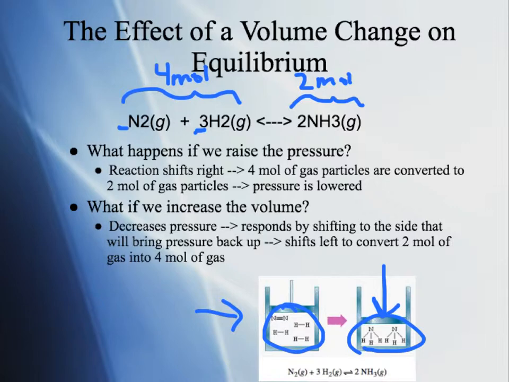Now, if the opposite happens, if we increase the volume, okay, that means we're basically going this way where we increase the volume. All right, now we got a ton of space, so we can make as many molecules as we want. All right, so it responds by shifting to the side that will bring the pressure back up. So we're going to shift it this way to the left now in order to convert the 2 moles of NH3 gas to 4 moles total of nitrogen and hydrogen gas. Okay, so we shift it to the side with the most moles if we decrease the pressure.